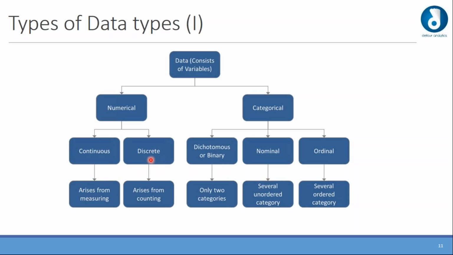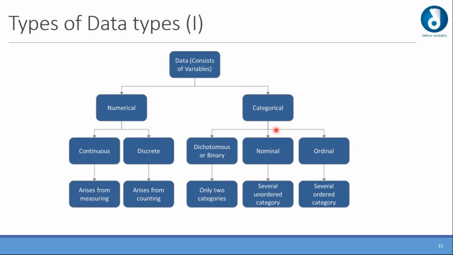Discrete data will take a whole number, that is 1, 2, any whole number, and it only helps us with counting things. So it could be the number of apples, number of articles, number of computers, number of employees, which is a form of discrete data.